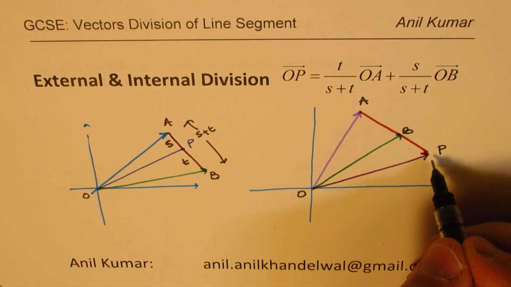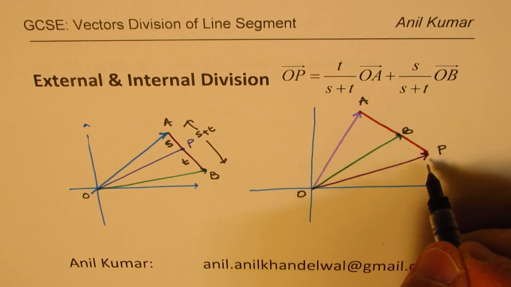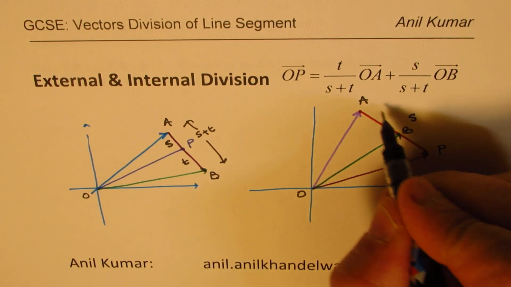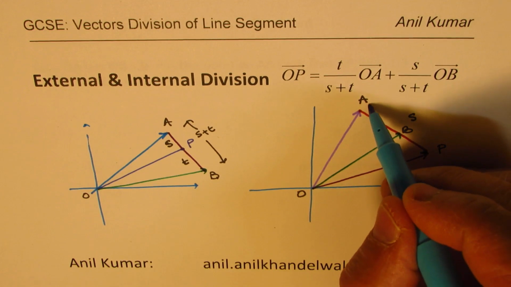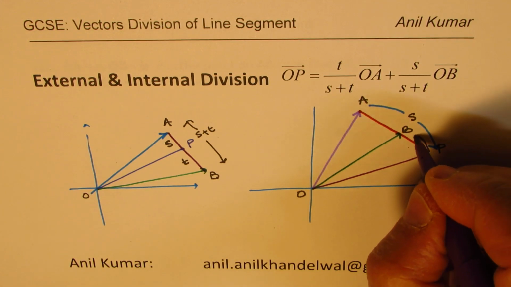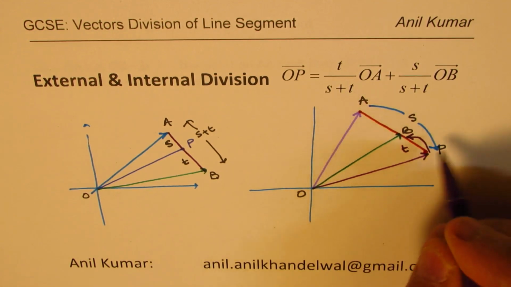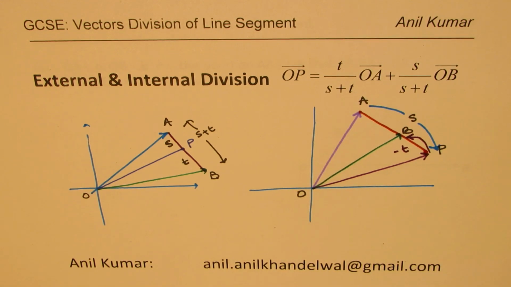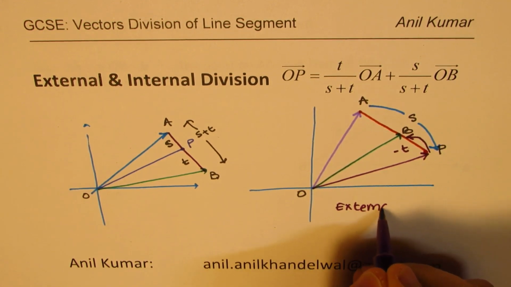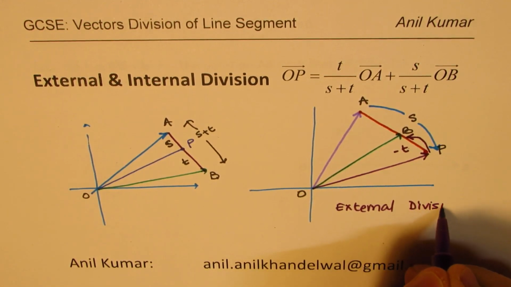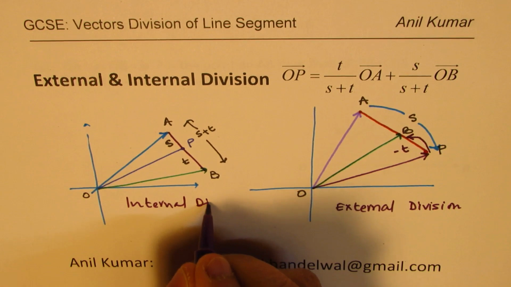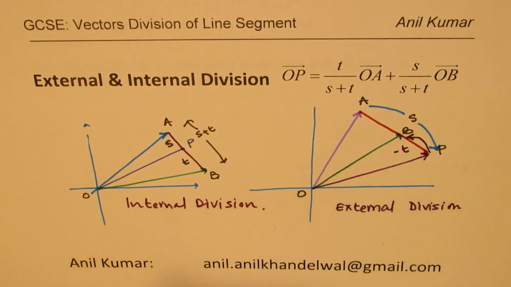And we have a point P which divides this line segment, but this time externally. Do you see it is outside A and B, in the ratio of S? So going from A to B, it is S. And then it is T while going back. Since it is going back, we can consider this as negative T. Now this is called external division. So I hope this concept of internal and external division is absolutely clear.